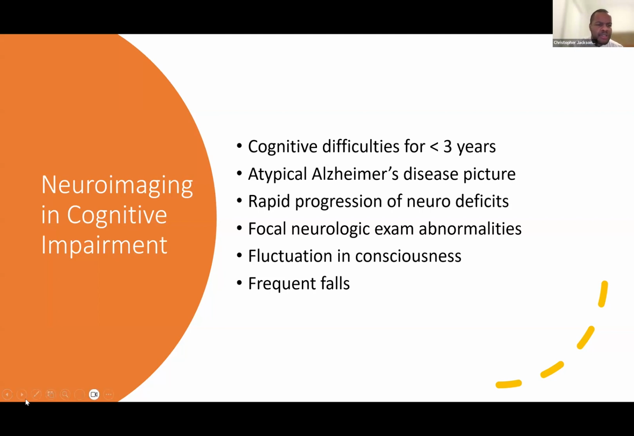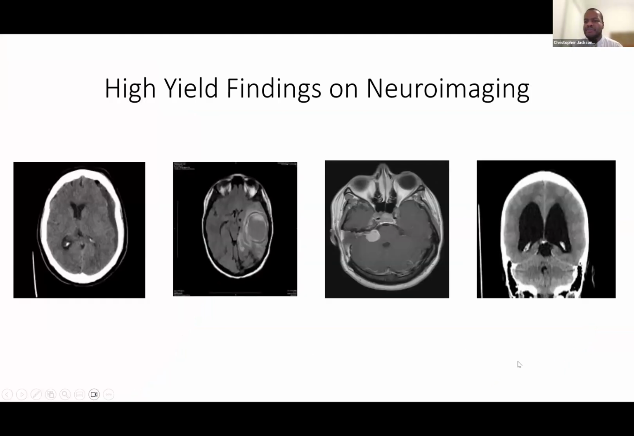Okay, so let's talk through some neuroimaging here. Of course, you might order CTs, MRIs, and things. I'm curious if anybody, whether in the chat or by unmuting themselves, can tell me what's going on with the image on the far left. You had somebody come in, they've been having some memory deficits, maybe have some weakness on their neuro exam. You decide to get that imaging. You see that. What's going on?